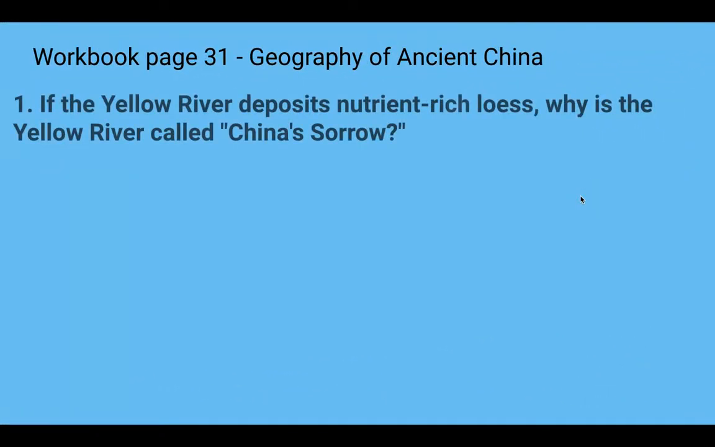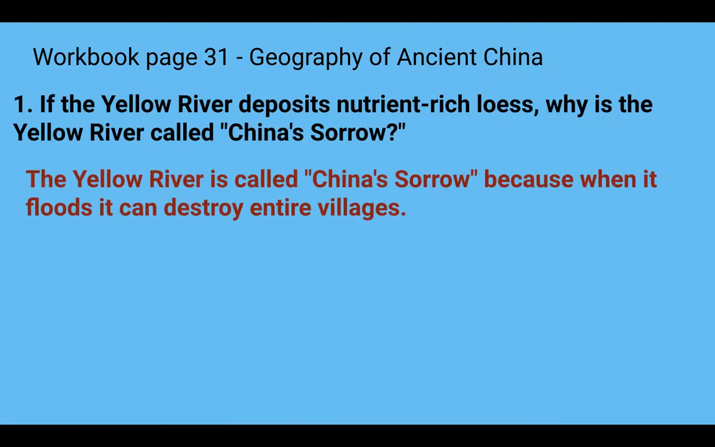Welcome back, friends. All right, let's take a look at why the Yellow River is sometimes called China's Sorrow. We know that it does have nutrient-rich loess, that soil is really good for crops. But we also know that when the Yellow River floods, it can destroy entire villages. So it not only wipes away homes, but it kills animals and people.